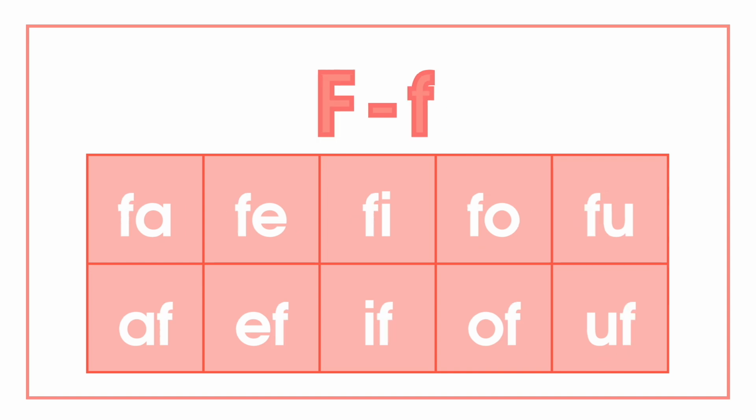With the sound f, we read fa, fe, fi, fo, fu. Af, ef, if, of, uf. And as I mentioned before with the sound ch, we have the same case. The inverse syllables become direct syllables when we read them.